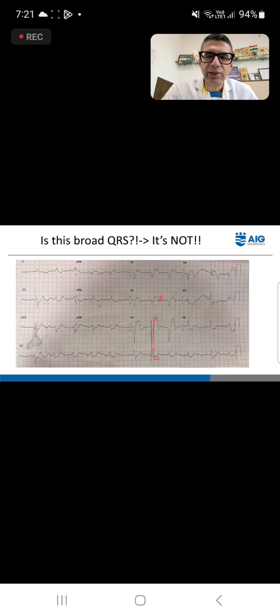The second clue is you generally won't have such a broad QRS complex. Very unlikely the patient will be alive with such a broad QRS complex. So don't fall for broad QRS complex, look at the entire ECG, and then you'll be able to identify that what you are talking about is ST elevation and not broad QRS complex. Trust me, many of you will commit this mistake of mistaking an MI for a broad QRS complex.